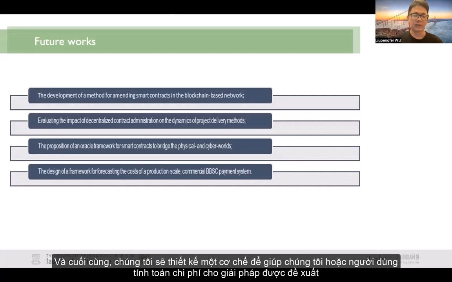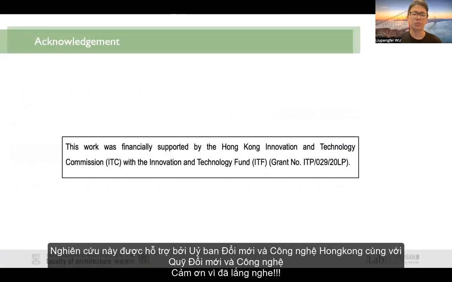And finally, we will design a framework to help the users to calculate the cost of our proposed solution. This work was financially supported by the Hong Kong Innovation and Technology Commission with the Innovation and Technology Fund.